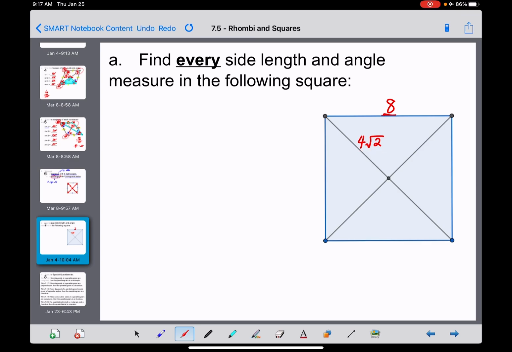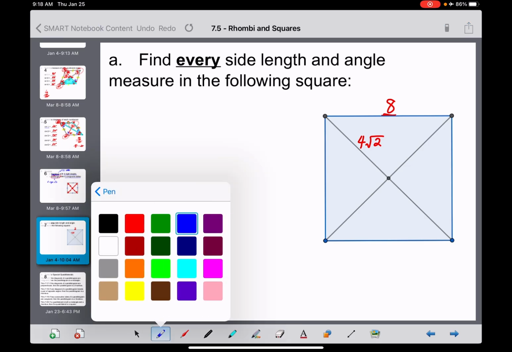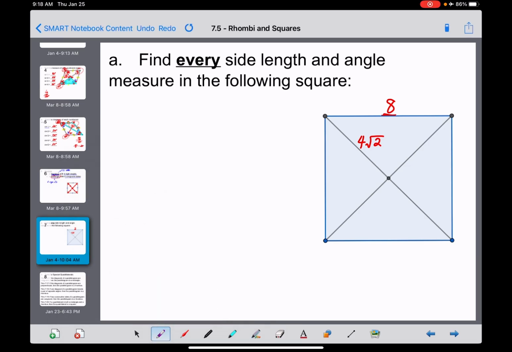And my directions were very vague here. Find every side length and angle measure in the following square. Okay, well, let's deal with side lengths first here, guys. So a nice thing about a square here is that all 4 sides are congruent because a square is a rhombus. So if my top side is 8, that means my bottom side would need to be 8 as well, and so would the left side, and so would the right side.